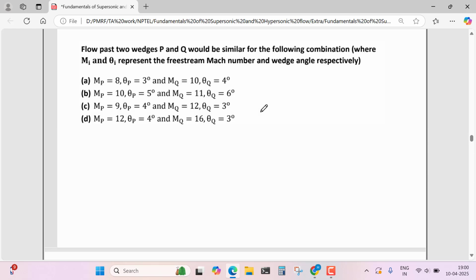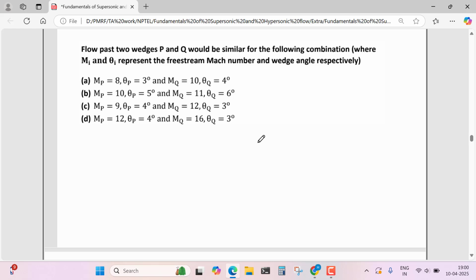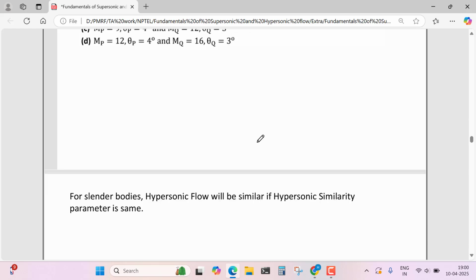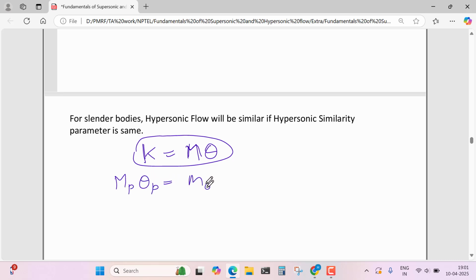So for the hypersonic flow and for the cylinder body, the flow will be similar only if the hypersonic flow similarity parameter is the same. So what is the hypersonic similarity parameter? It is given by K, and it is the product of Mach number and wave angle theta. So if M into theta is the same, then the flow will be similar. So for the two waves P and Q, the multiplication M_p theta_p should be equal to M_q theta_q.